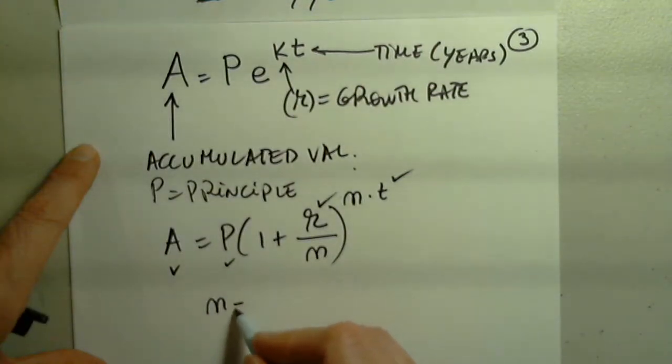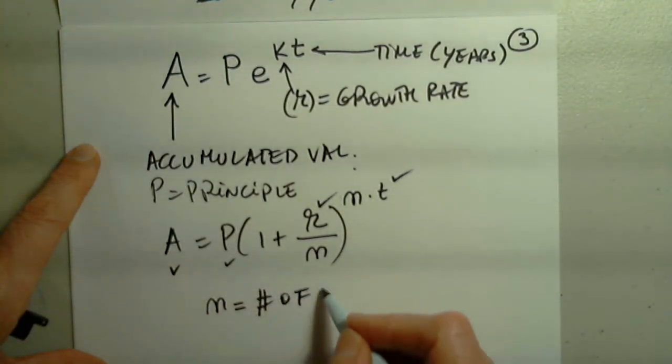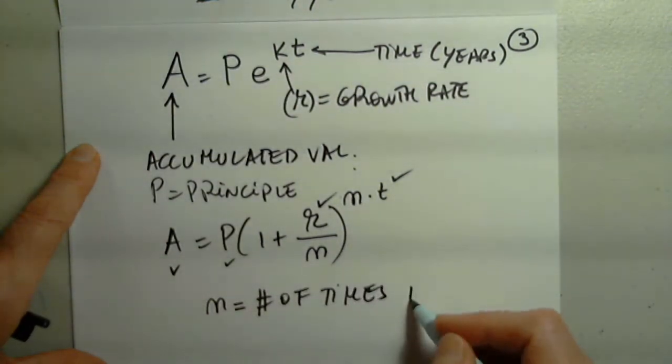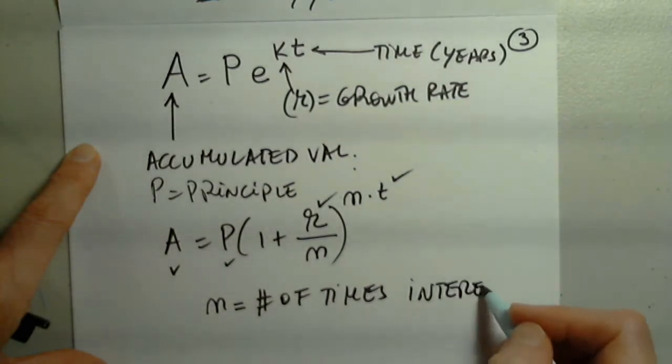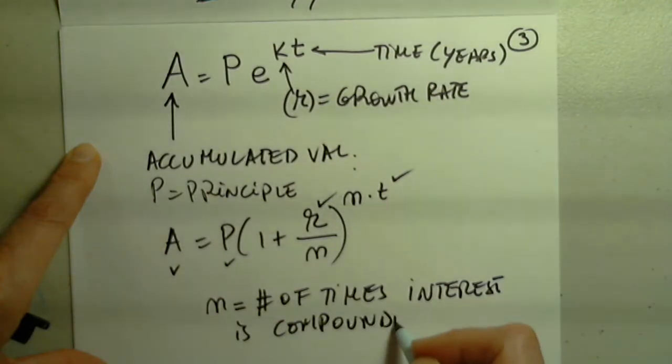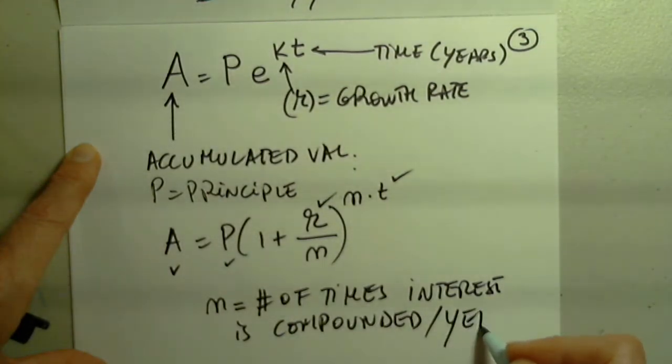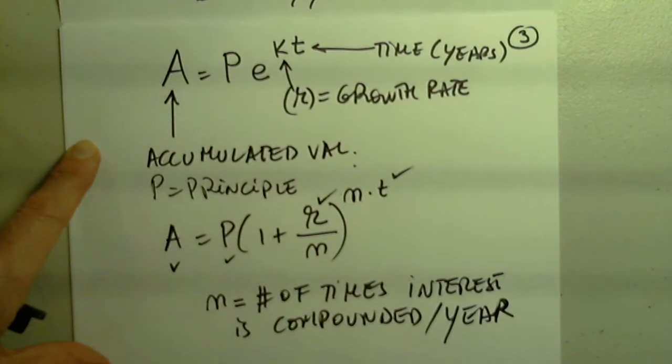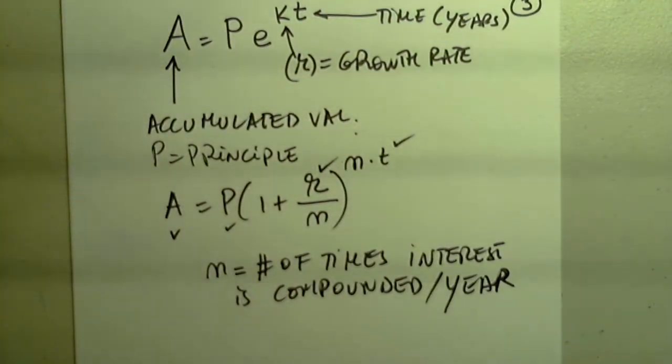What does n represent? The number of times interest is compounded per year. And that has to be given to us, right?